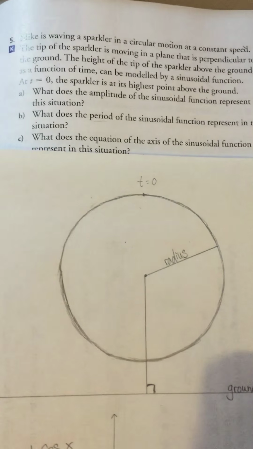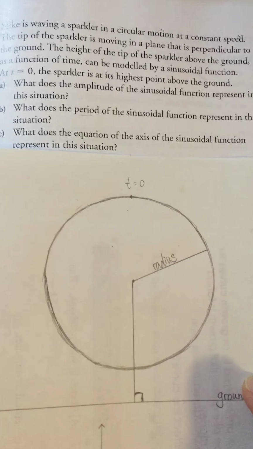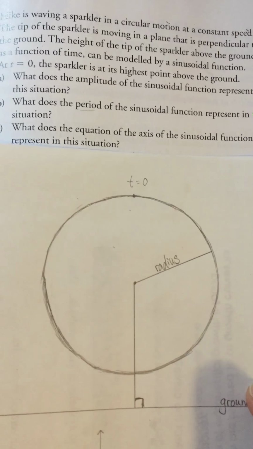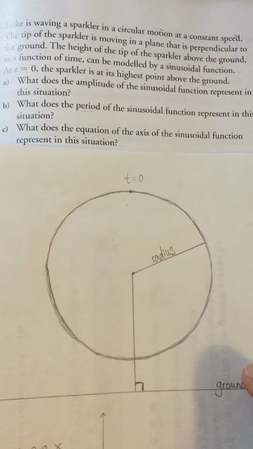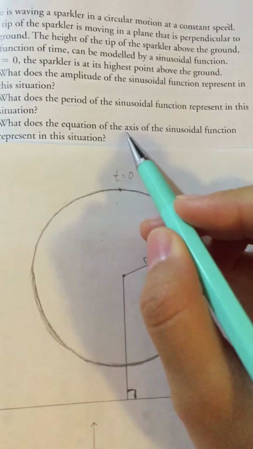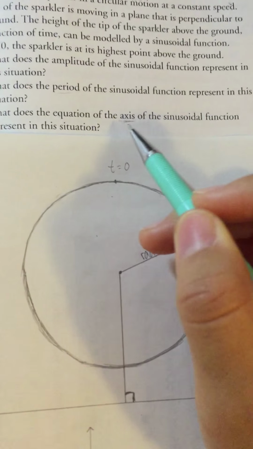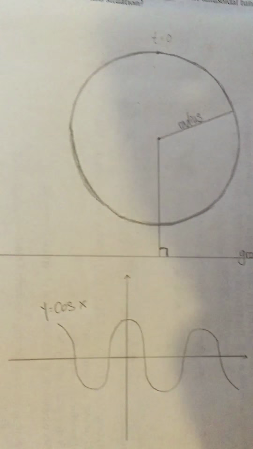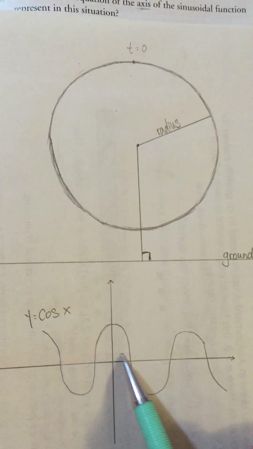The third question: what does the equation of the axis of the sinusoidal function represent in this situation? So if we think about the axis of the function, we can just have a look at the graph. The axis is this line.